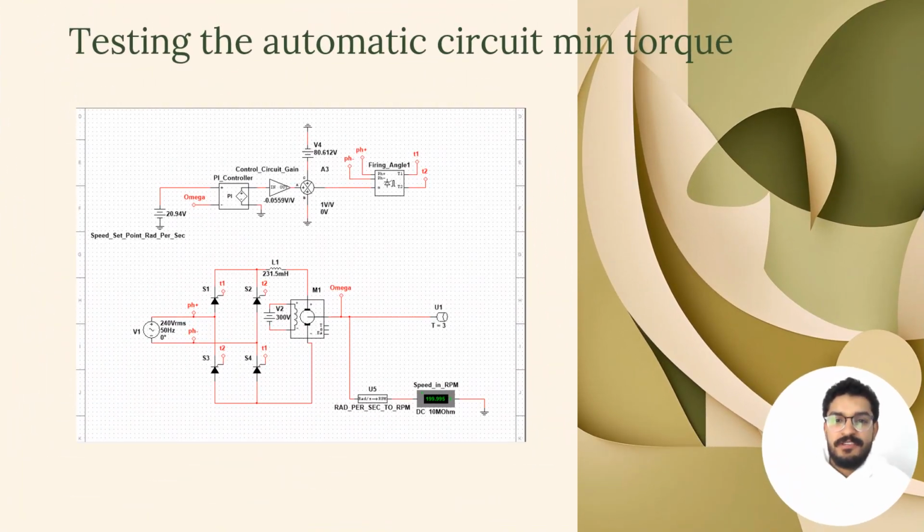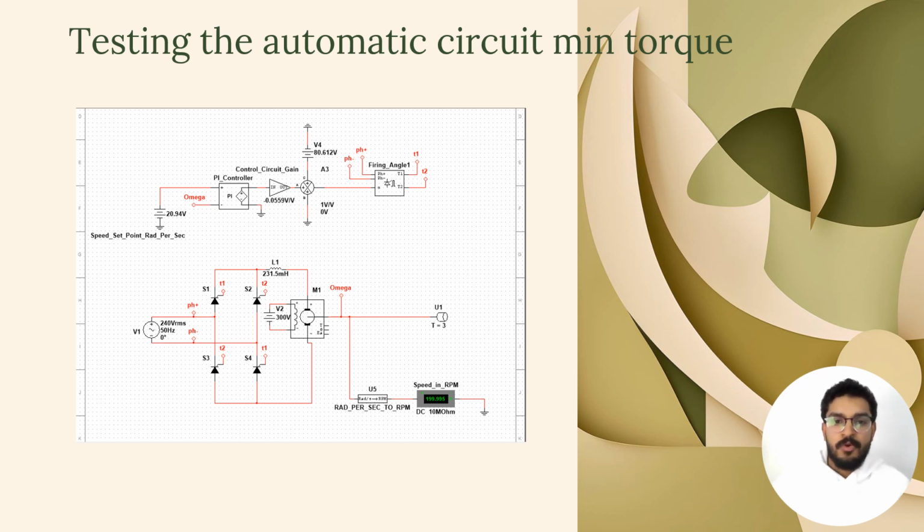The separately excited DC motor and the control circuit can be observed in this slide. The speed set point, which is 200 RPM or 20.94 radians per second, was introduced as a fixed voltage source connected to the input port of the PI controller. The positive output port was connected to the control circuit gain calculated earlier and into a summing junction, therefore summing it with the control circuit DC power supply, which was also obtained through the calculation earlier. The output of the summing junction feeds into the firing angle control block, hence controlling the thyristor's firing angle based on the load torque automatically.